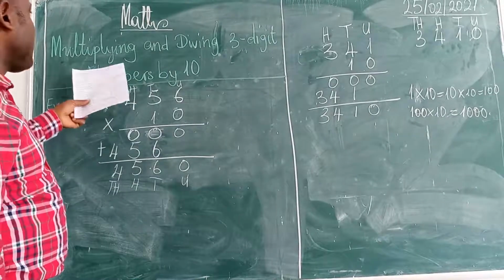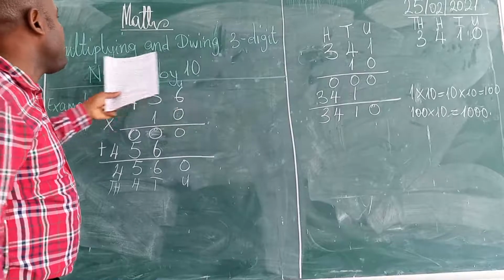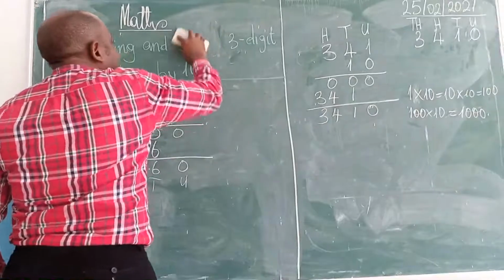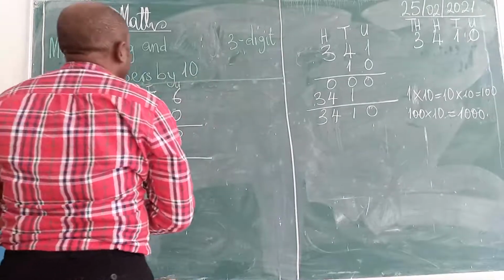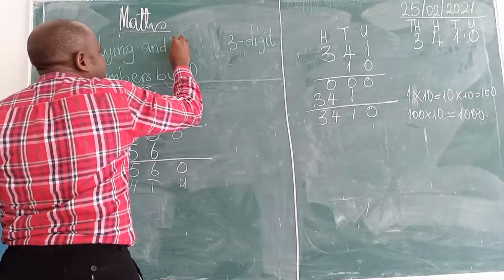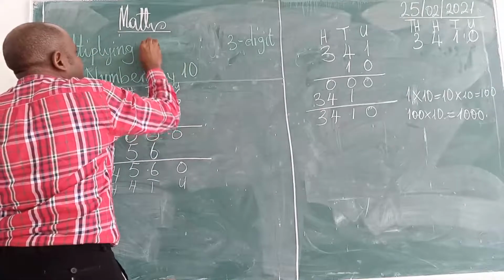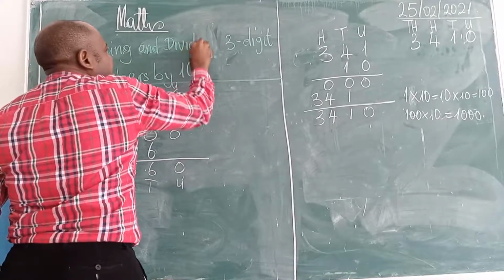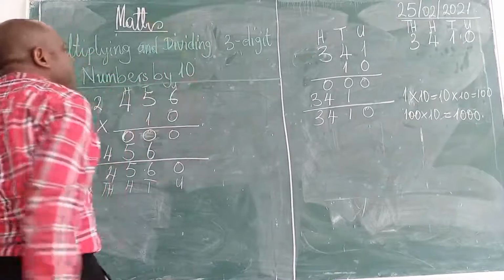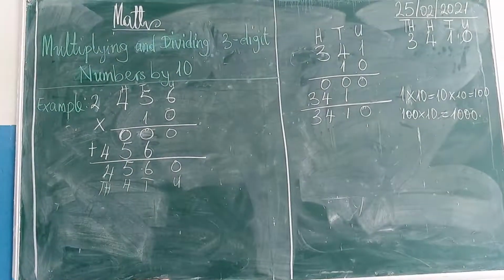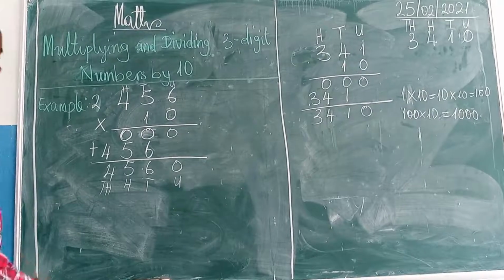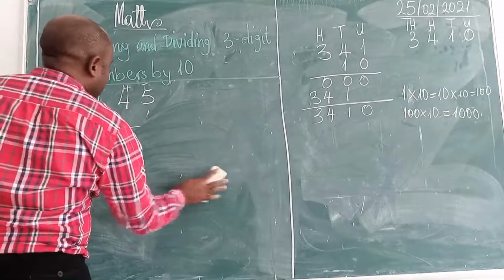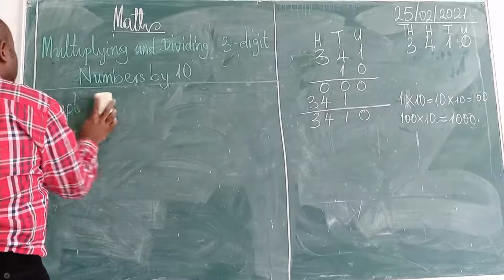Our topic says multiplying and dividing three-digit numbers by 10. We now move to dividing a three-digit number by 10.